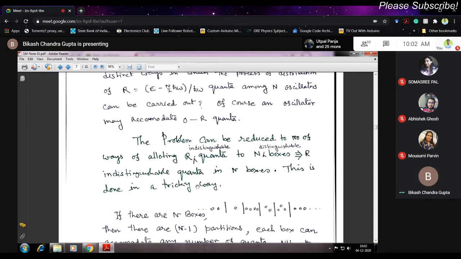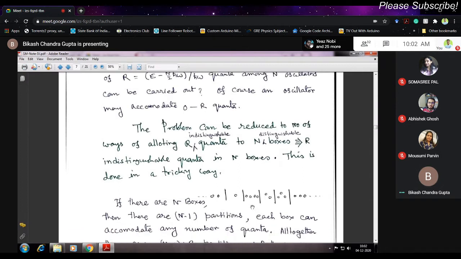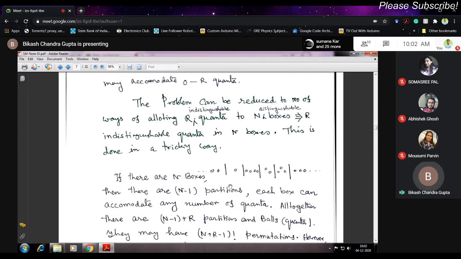Okay. Now the way, this is a kind of trick. So the trick is like this. You have these boxes, and these are the boundaries of the boxes. Okay. Partitions of the boxes. And these are the quanta. Okay. And between two partitions, you can have even 0 to r, any number of quanta you can put in this. Okay. So that is the option you are left with.